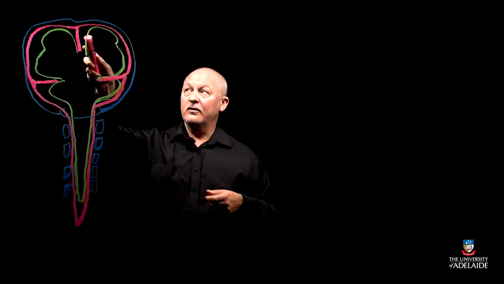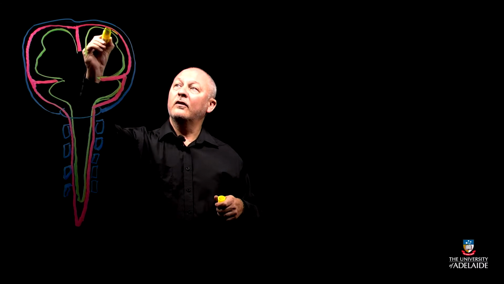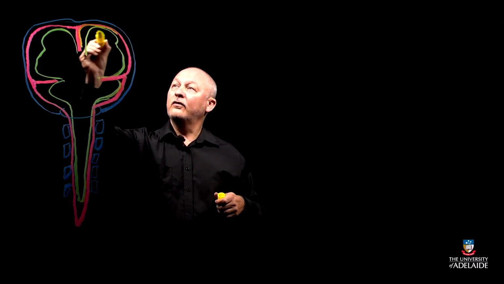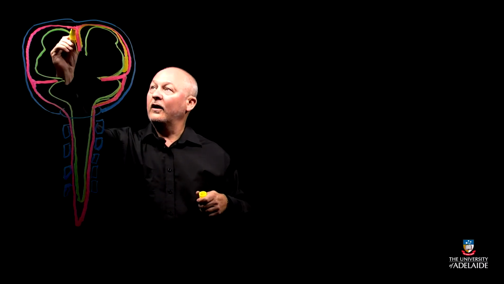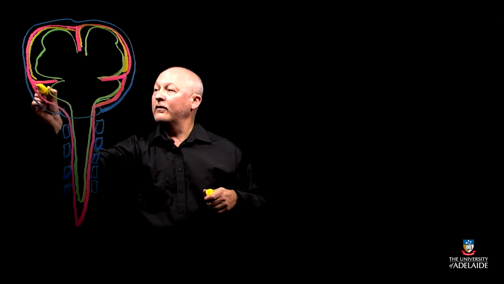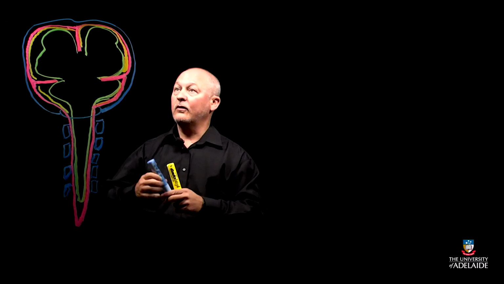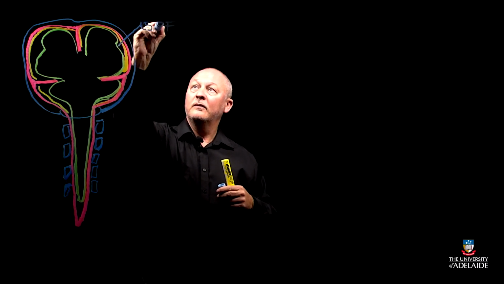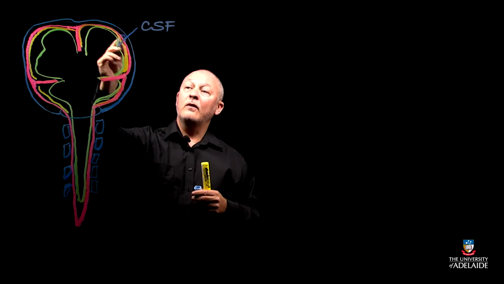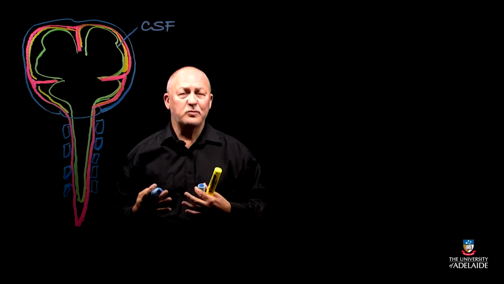Just underneath the dura is another layer, and let's find a different coloured pen. Let's go for yellow. And this is called the arachnoid layer. Okay, and it follows the dura, and it follows this sort of area around here. Underneath this yellow area is a region of fluid. It's in the subarachnoid space, and the fluid that you've got, let's draw it in here, is called cerebrospinal fluid.